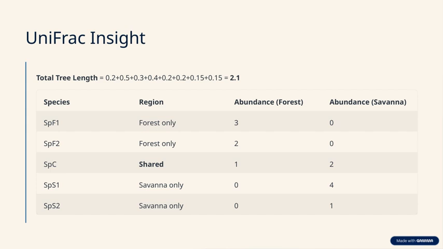By analyzing these details, we can better understand the biodiversity differences between the forest and savanna, as well as the shared evolutionary history represented by the shared species. This insight is crucial for comparing microbial communities across different habitats and understanding their underlying evolutionary connections.